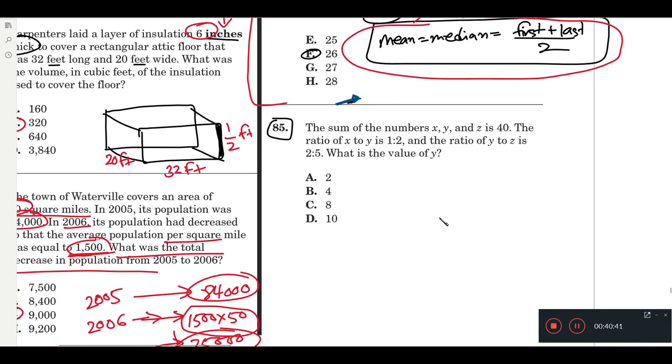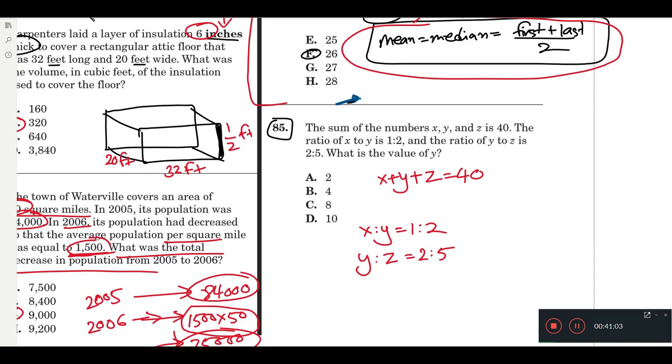So let's go for 85. Now the sum of the numbers x, y, and z is 40. So you can say x plus y plus z is equal to 40. Now the ratio of x to y is 1 to 2. And the ratio of 2x, y to z is 2 to 5. Now what is the value of y?